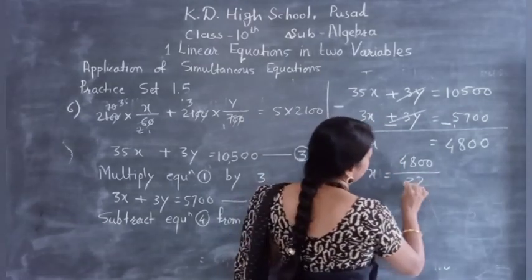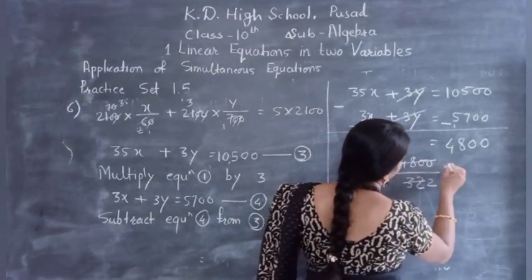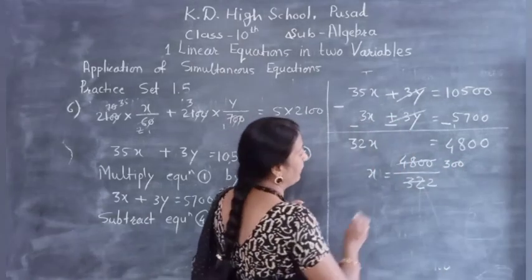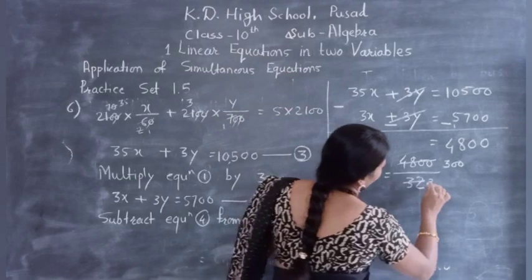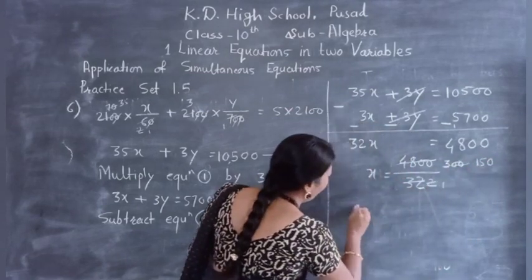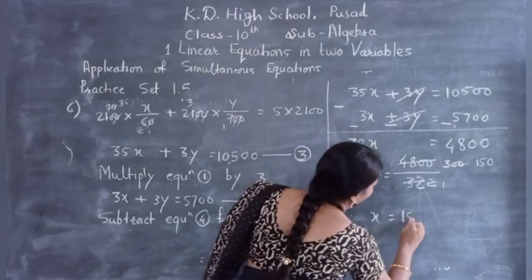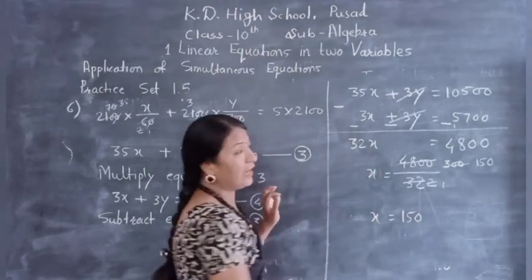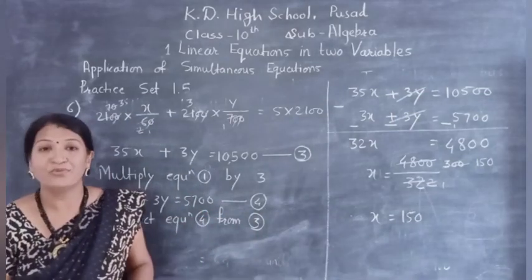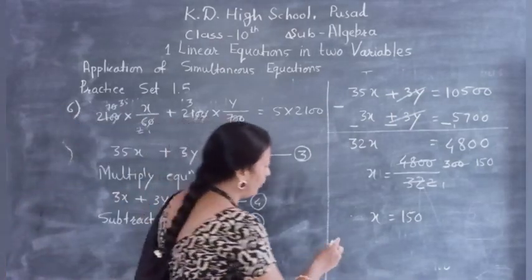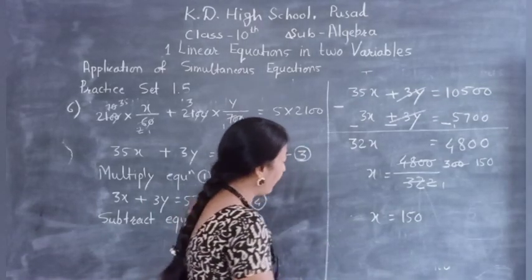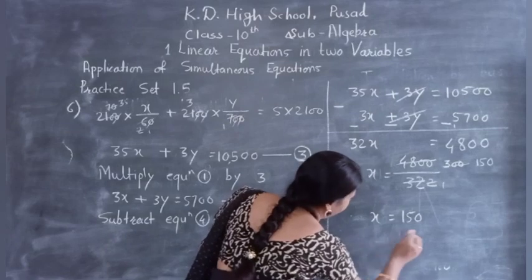Now reduce it. 16 2s are 32, 16 3s are 48. That is equal to 300. Again reduce it. 2 1s are 2. It is 150. Therefore, x is equal to 150. Now, what is x? x is the distance travelled by Vishal by using the bus. Therefore, final answer, the distance travelled by bus is 150 km.